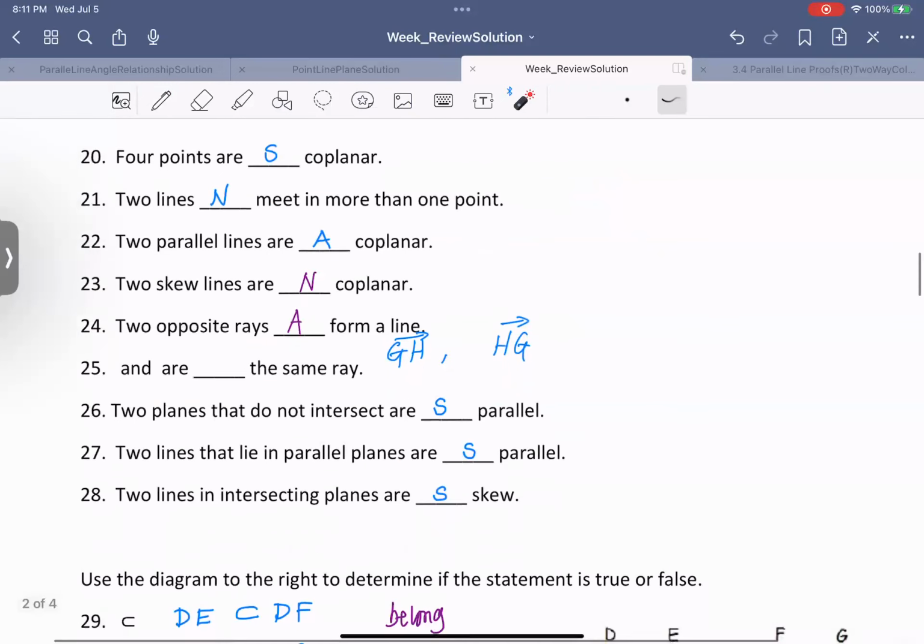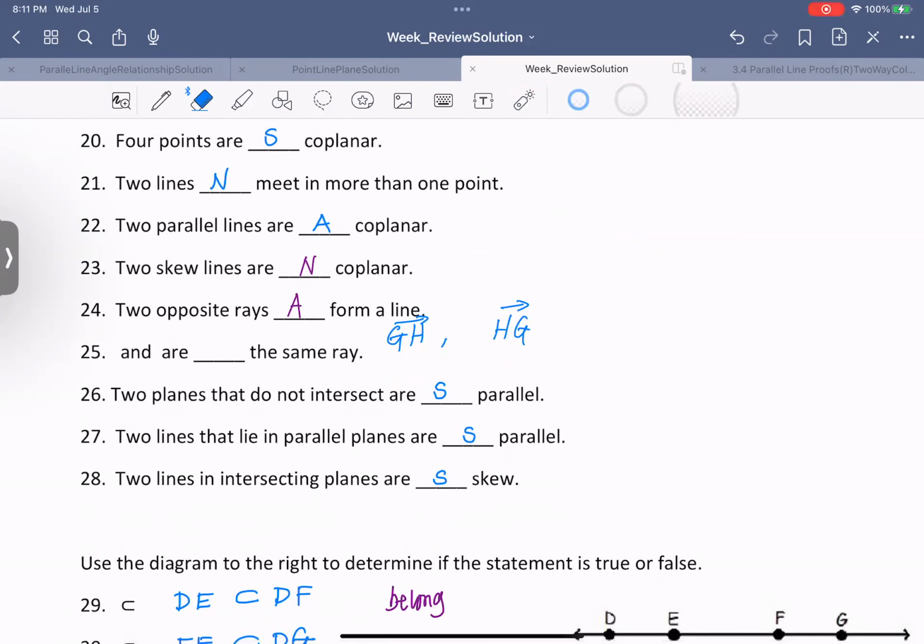And then let's see here. Sophie, 26. Two planes that do not intersect are sometimes parallel. Do your finger games and correct this, please. For two planes, it's either parallel or crossing, right? If they do not intersect, it's going to be always parallel, correct? Okay, next one.